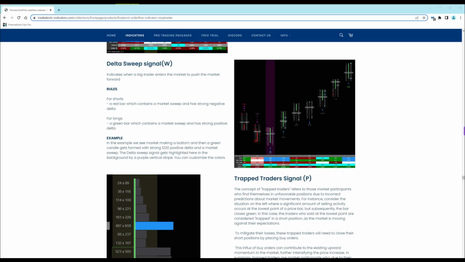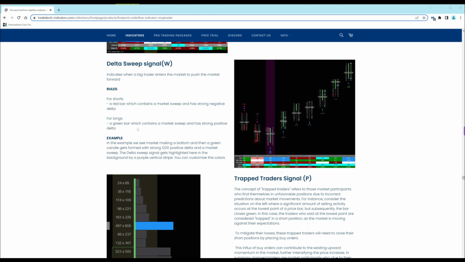Okay, the delta sweep signal. These are more common, and often you'll spot them when a big trader has entered the market, or we've had some sort of an iceberg where a lot of size drops into the market and there's nothing to take the other side of it. It happens so fast. So here, let's look at a long. The rules here for a long is that's the example that we have set here.